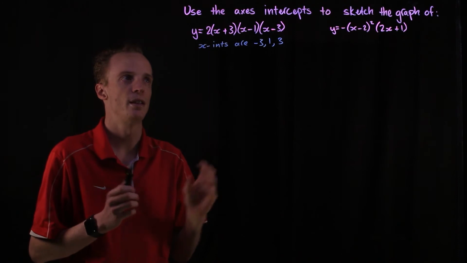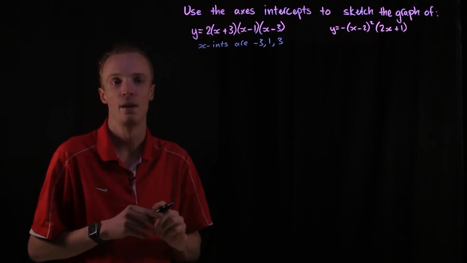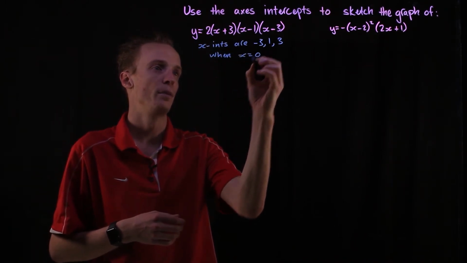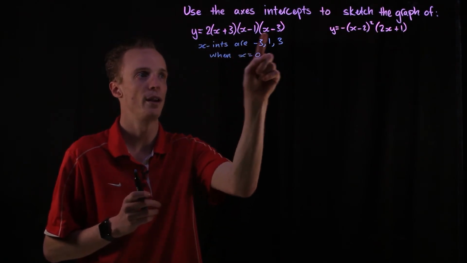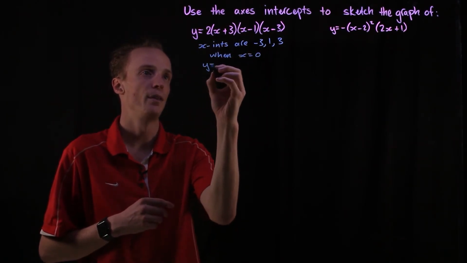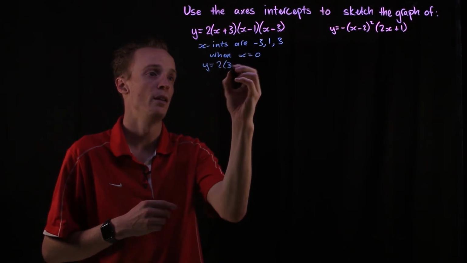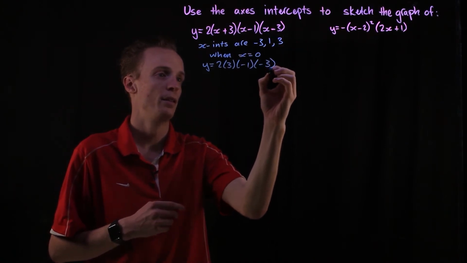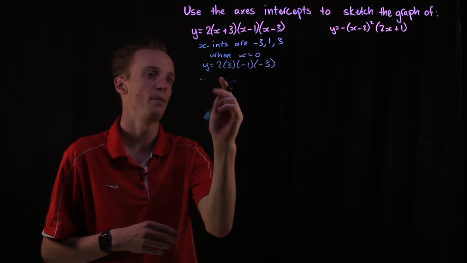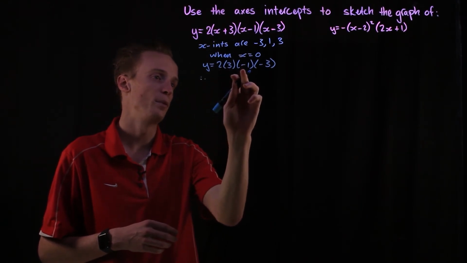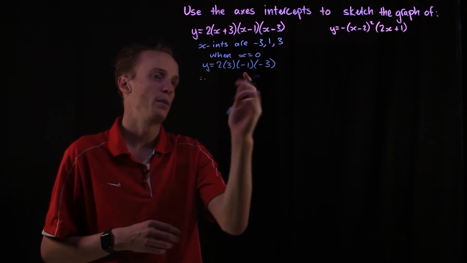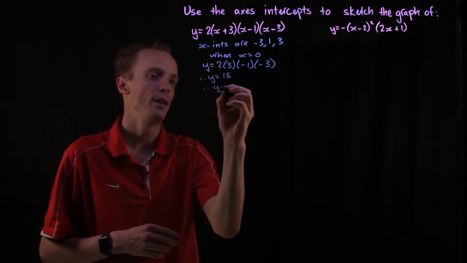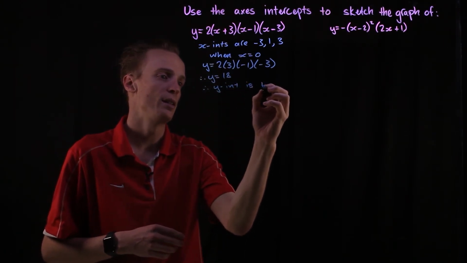Now from here, the other intercept that I'm going to need to be able to graph this is the y-intercept. And of course, the y-intercept always occurs when our x is equal to 0. So what we do here is we substitute 0 in for our x in each one of these. So when I do that, this will be 2 multiplied by 3 multiplied by -1 and multiplied by -3. Now essentially I multiply this out. 2 times 3 is 6, times -1 is -6, times -3 is +18. So our y is equal to 18. Therefore our y-intercept is 18.